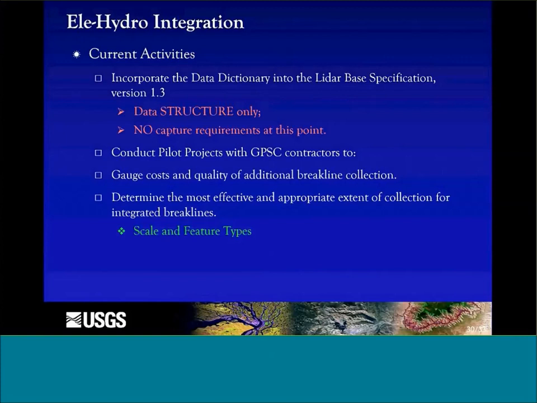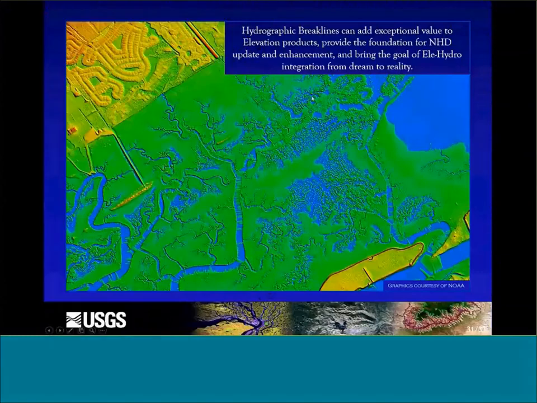And that is including the scale or the level of detail, as well as the feature types. Do we need rivers? Do we need streams? Do we need dams? Do we need weirs? What things do we actually need to collect or not collect? Scale is a really huge and important thing to be concerned with. We can certainly add a lot of value to the elevation products and improve the NHD. The hydrographic break lines are really the crux of that, and trying to get from talking about integration to actually accomplishing it.